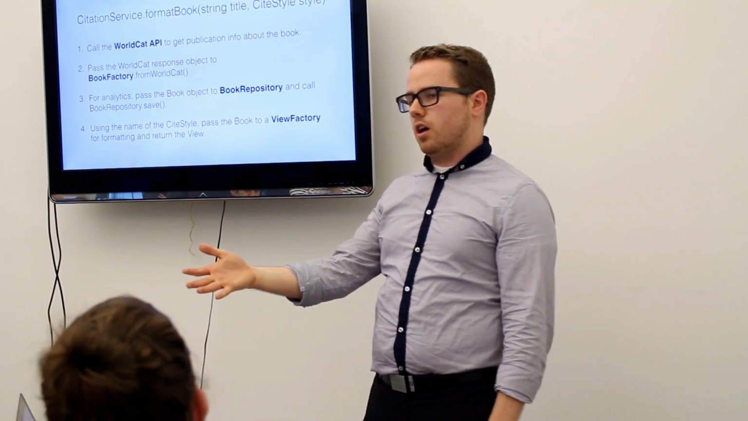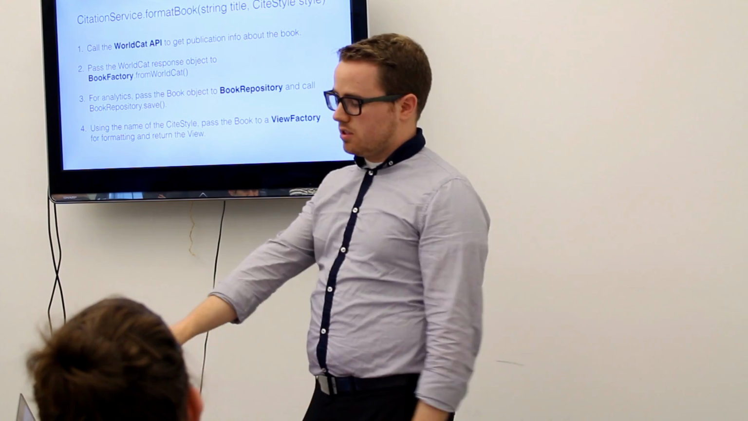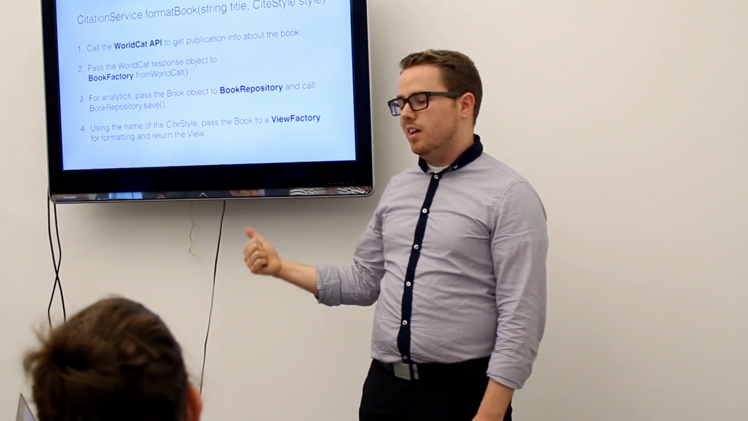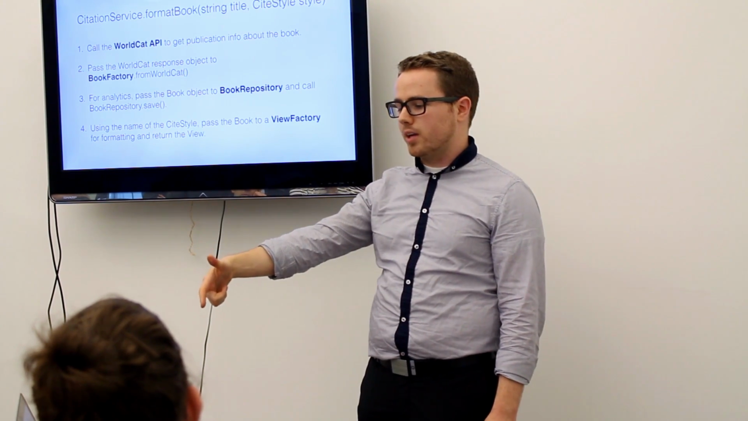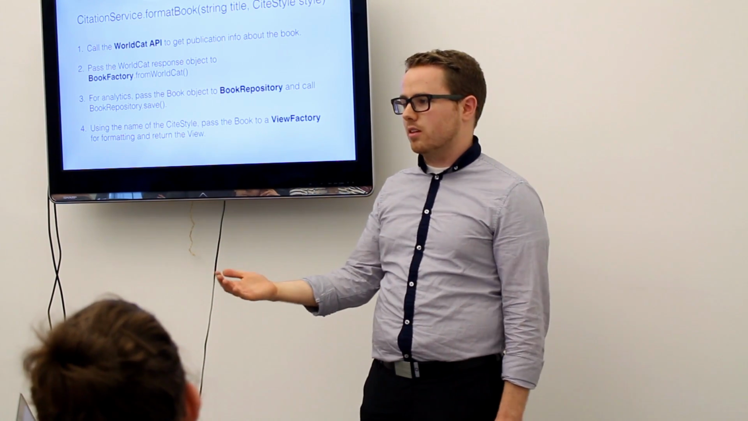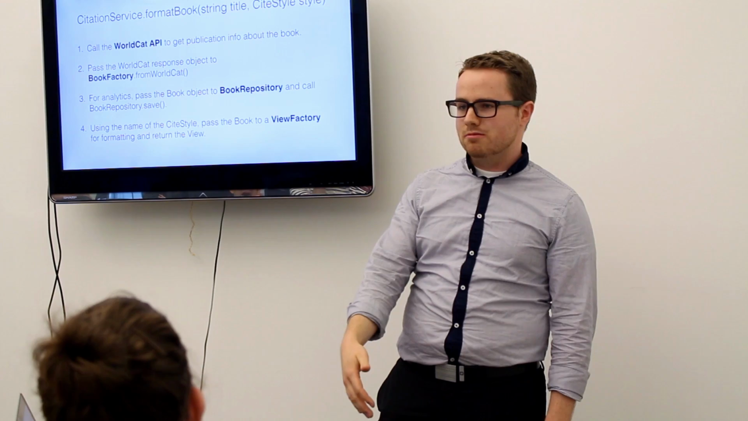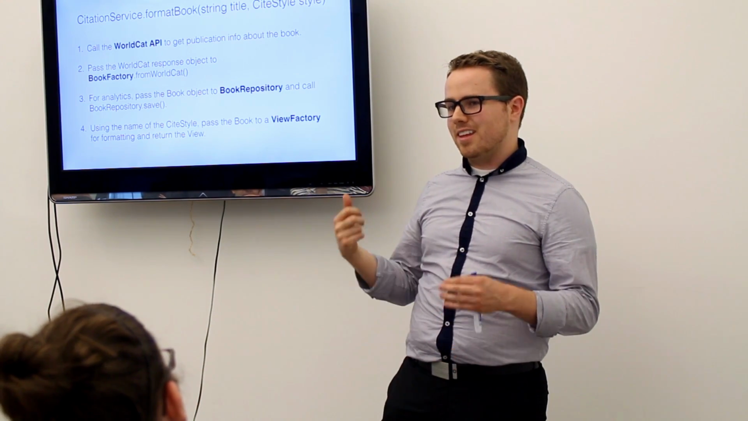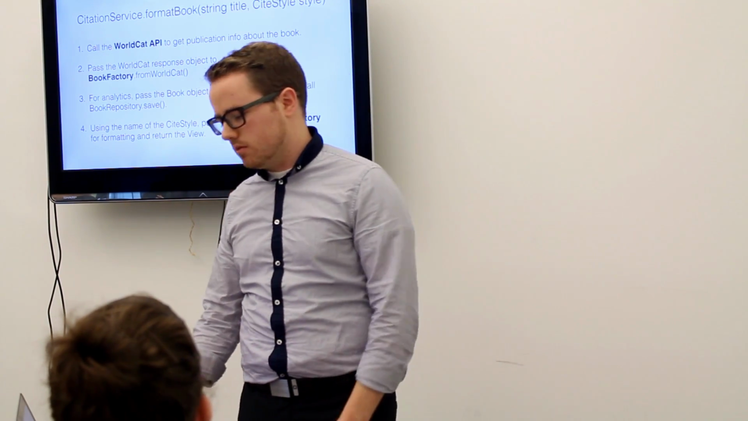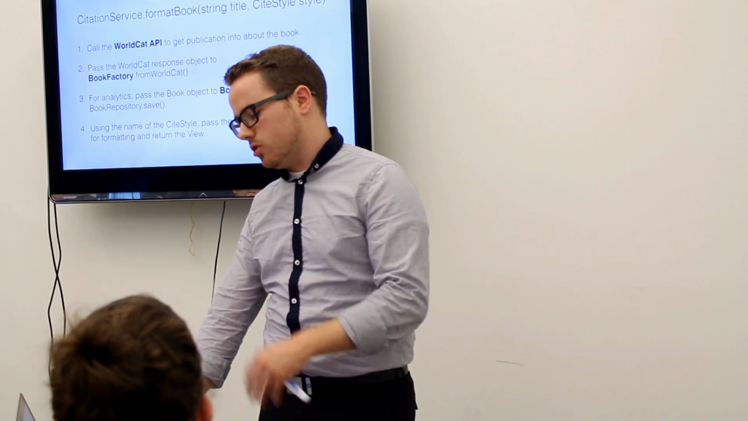You would create a citation service object, and you would give it a format book method. So you give it a title, and the citation service is going to do a lot of different, really messy stuff here. It's going to call the WorldCat API to get some publisher information. It's going to pass that information into a book factory to get a book out. And then it's going to put the book into a book repository after it gets out of the factory so that it can store some analytical information about it. And then finally, it's going to pass it into a view, which is going to parse it into a string, and then it's going to return that string to the user. So there's not just one really centralized place where you could put all this logic, so you can put it into a service.